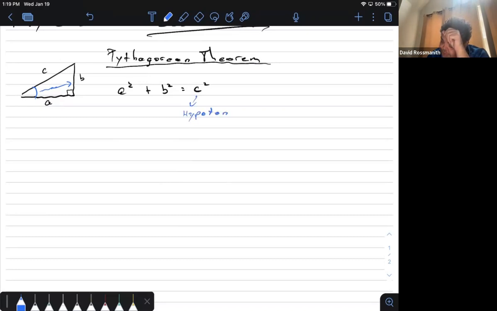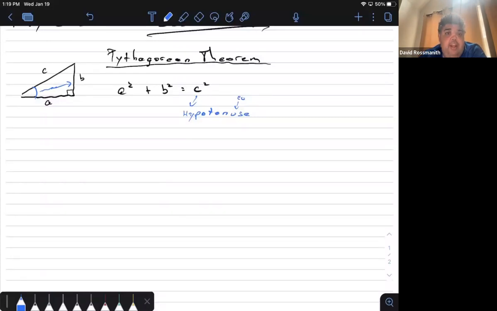Hypotenuse. Now, this is what I don't know how to spell. Maybe EU, I'm not sure. But we know how to say it, hypotenuse. The other two, A and B, it doesn't matter what you call them. They're just names, just labels. They're the other two sides. C, the hypotenuse, that's the important one. And it's always the side across from the right angle.